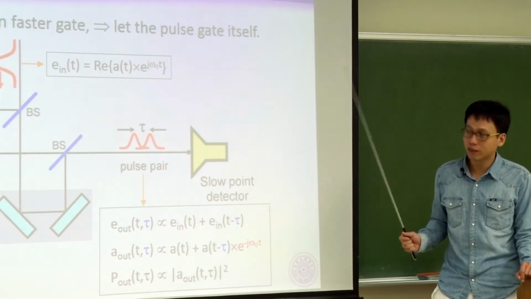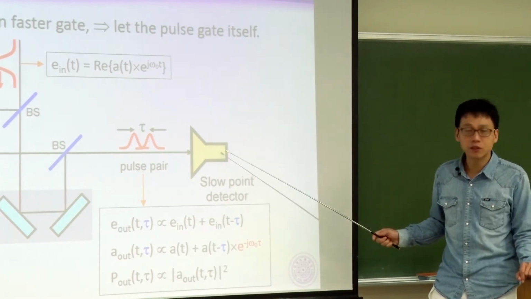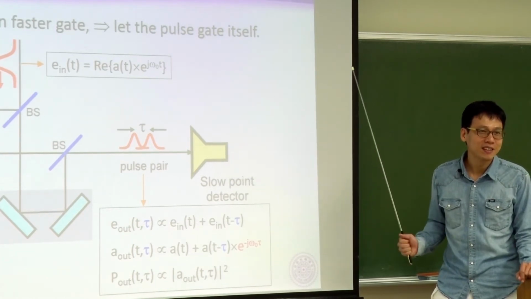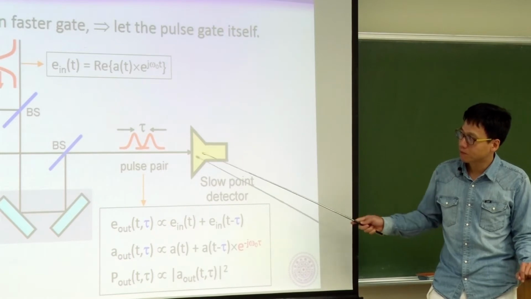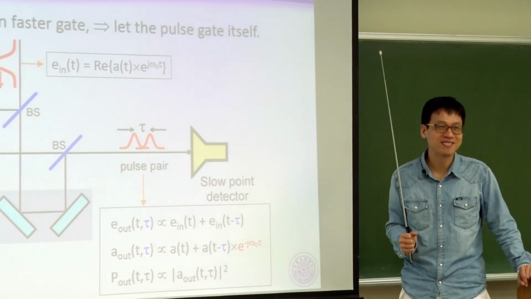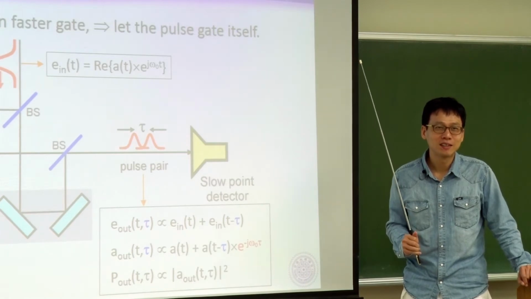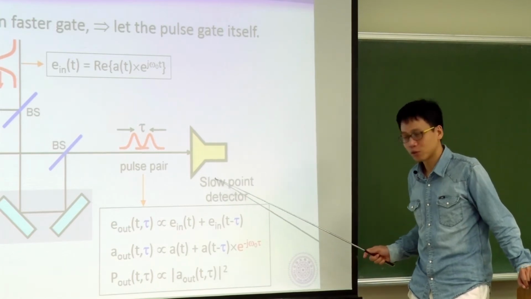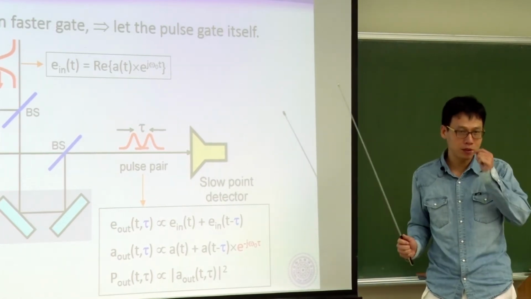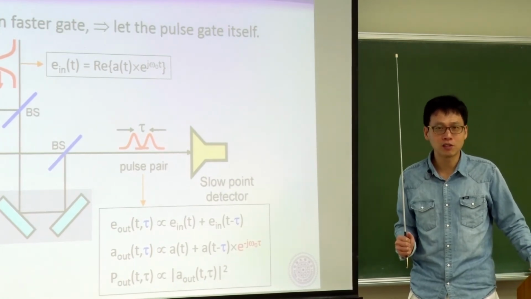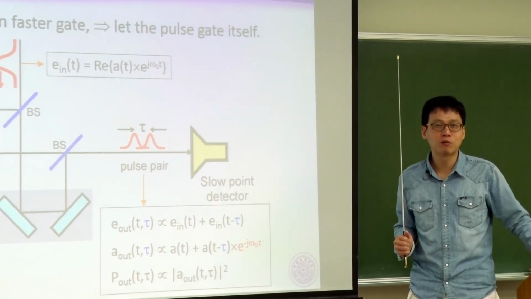But what can the slow point detector measure? 你量不到这个双脉冲的包络，你量到什么？It's slow, so what can you measure? Remember when we introduce the laser power or laser intensity, there are 3 different types.